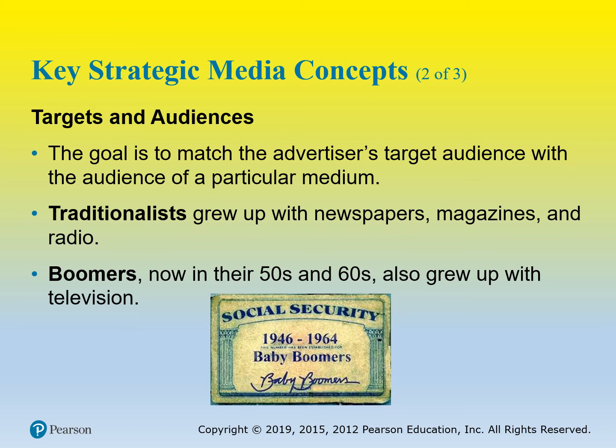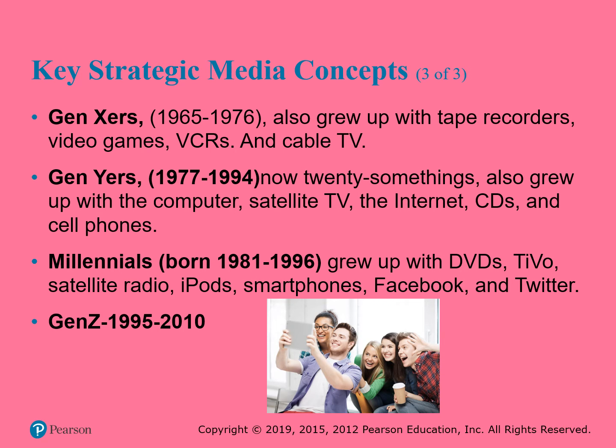Traditionalists, for instance, grew up with newspapers, magazines, and radio, whereas boomers now in their mid to upper 50s and beyond grew up with television. So obviously television is going to be more attractive to, say, boomers than, say, Gen Zers. Gen Xers also grew up with tape recorders, video games, VCRs, and cable TV. Gen Yers or millennials, now 20-somethings, grew up with computers, satellite TV, internet, CDs, and cell phones.